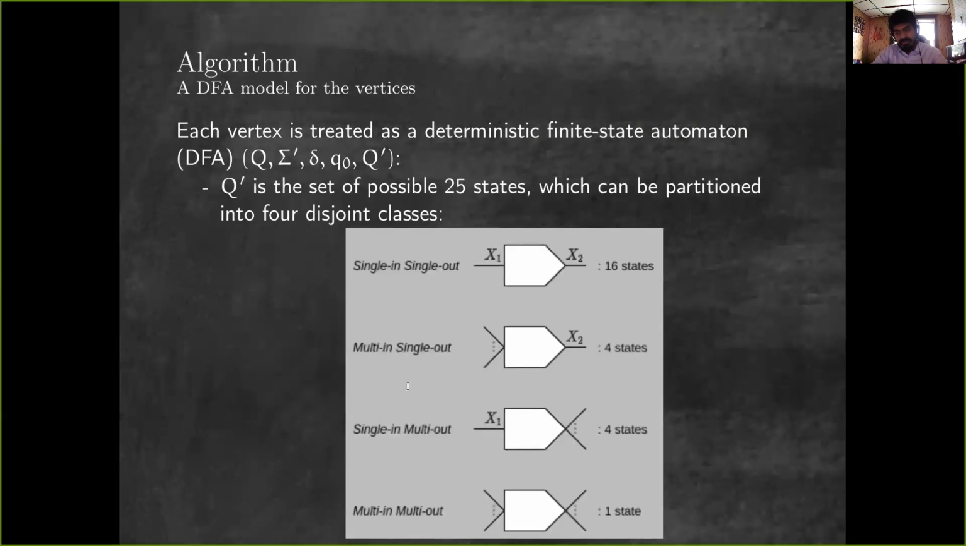Q prime is the set of all the possible 25 different states for the DFA. These 25 states can be partitioned into 4 disjoint classes based on their structural characteristics of the associated vertices in the graph. For example, for a vertex that has a unique edge at the front and a unique edge at the back, you can have 4 times 4, that is 16 different configurations for that vertex. These 16 configurations of states are bundled into this one class named single in, single out. Similarly, you can have 4 different states for some vertex that has a unique edge only in its back, and these states are said to be in this multi-in, single out class.